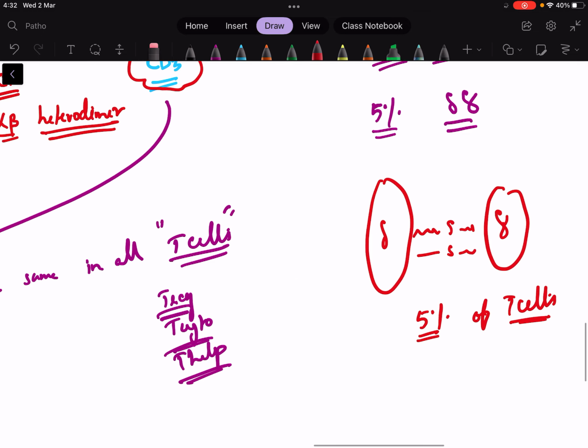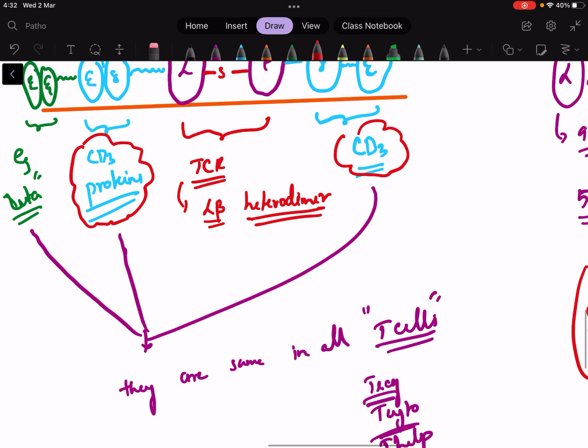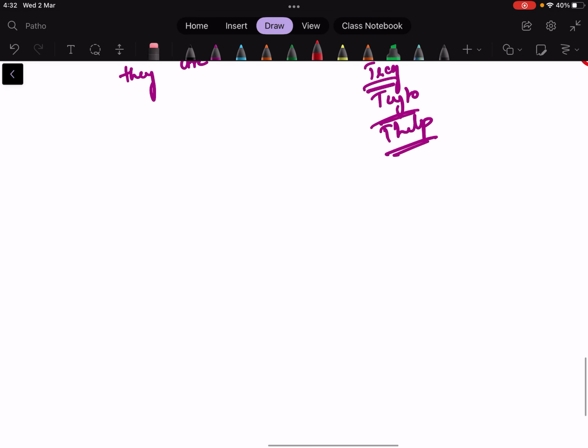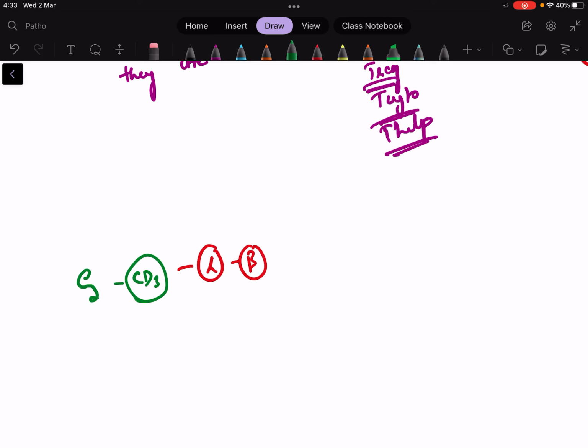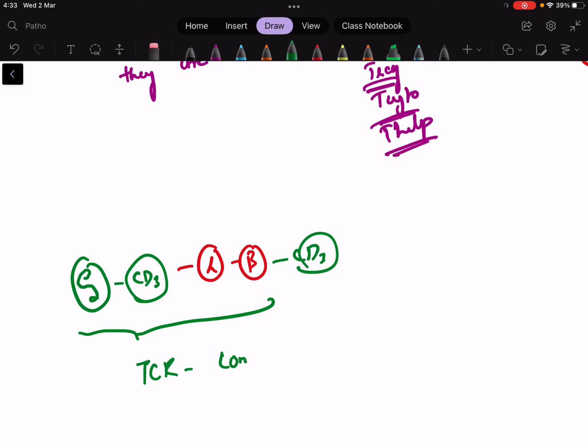Wait for a minute. So basically this T cell receptor consists of alpha and beta, and together with CD3 proteins and the zeta chain, I will not draw the entire thing, like this. This entire complex is called your T cell receptor complex. The entire thing is called your T cell receptor complex.